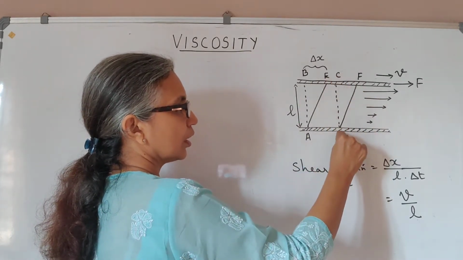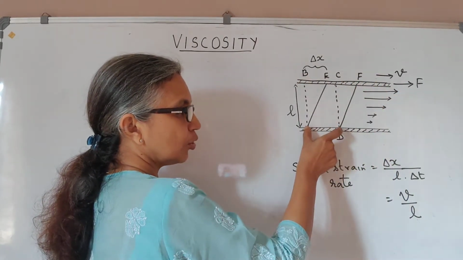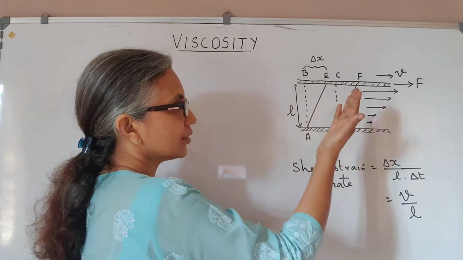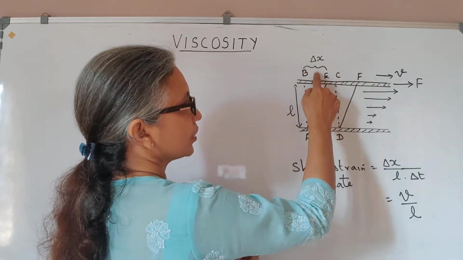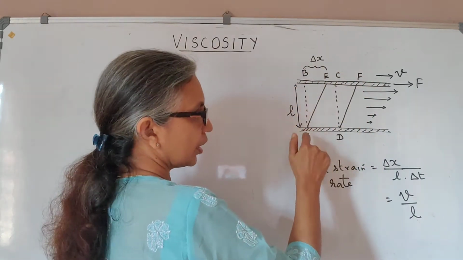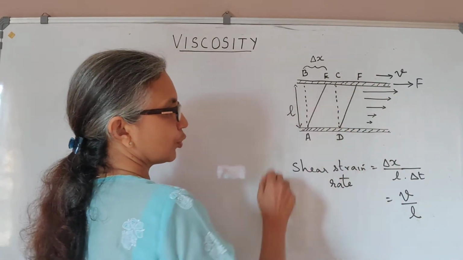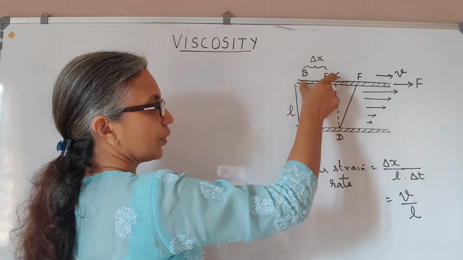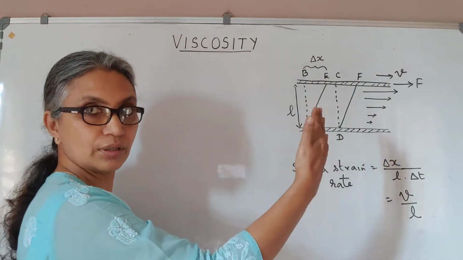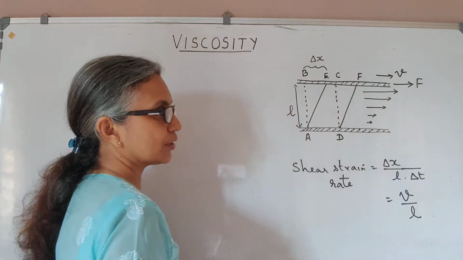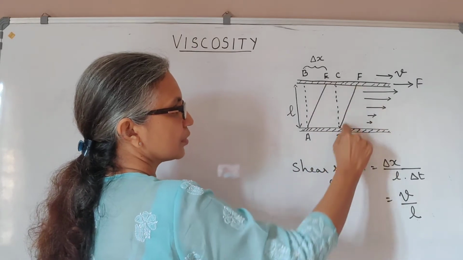So if you look at this picture here, at some instant initially we have the fluid portion A, B, C, D. Because of the force applied, the upper layer starts moving but the lower layer remains fixed. And so after a time delta t, you will see that the upper face has moved through a distance delta x, and therefore you will have the same portion of fluid represented by A, E, F, D. Because of the shear stress that you have applied, the upper portion moves with respect to the lower one.